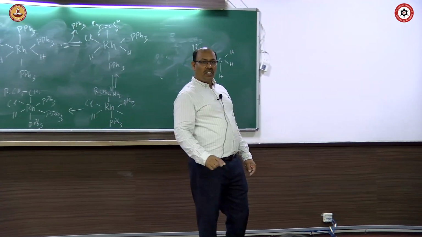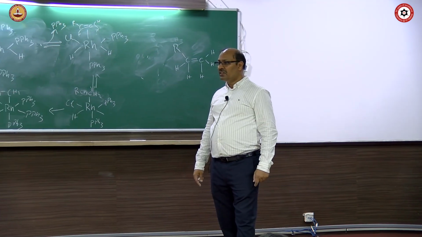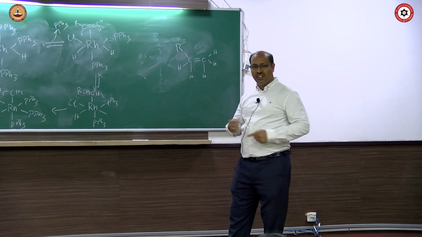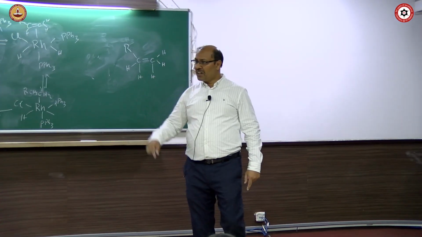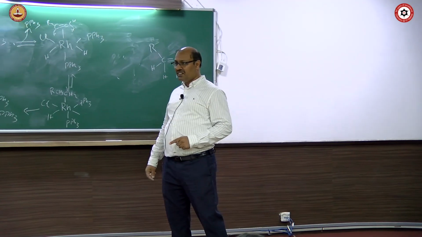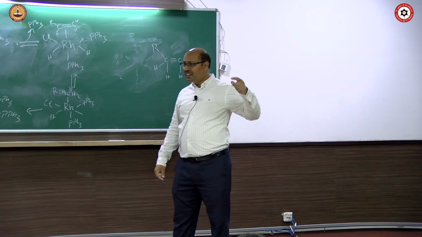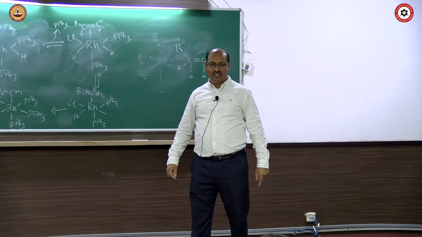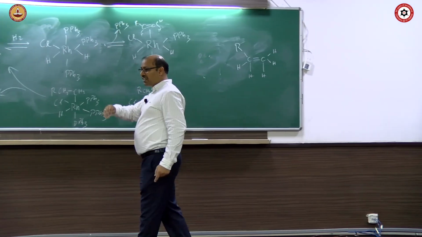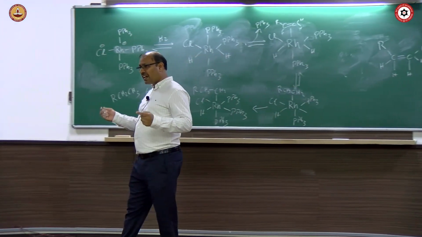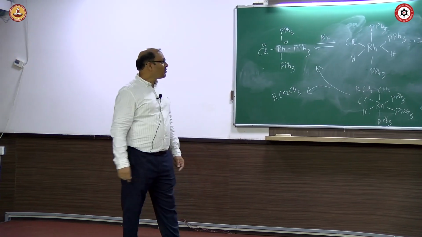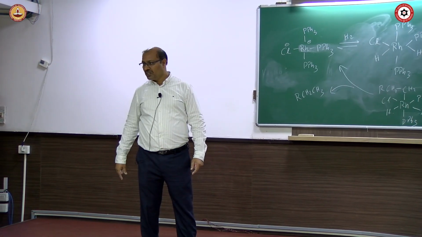Initially, Wilkinson catalyst undergoes oxidative addition. Then one ligand is dissociated. That place is occupied by olefin. So you can either call it a substitution reaction, or we can call it dissociation followed by association. If triphenyl phosphine is lost, that is a dissociation. If olefin comes, that is an association. But if it happens at a time, it's a substitution. So unless the triphenyl phosphine goes out, there is no place for olefin.